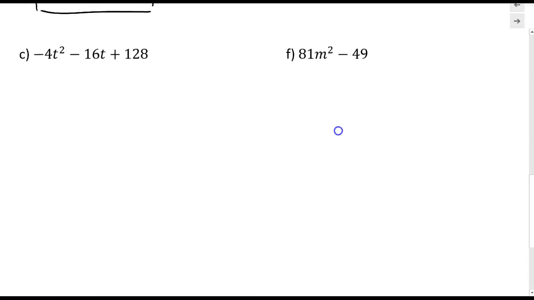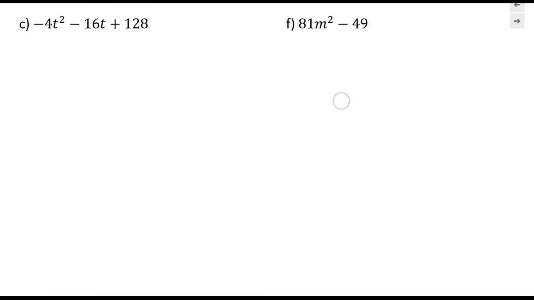Now question C looks a little scarier because we've got an a value that isn't 1. So instead, the first thing I'm going to do is see if I have a common factor. Now I check my variables. I've got t squared, t, and no variable at all, which means the variable is not common to all three terms. I'm not factoring it out.